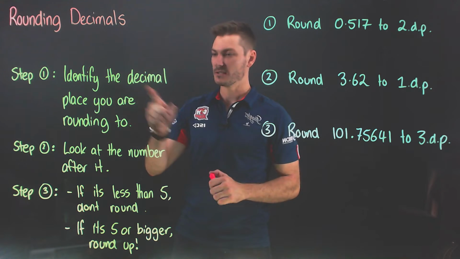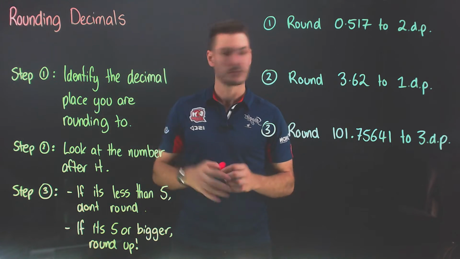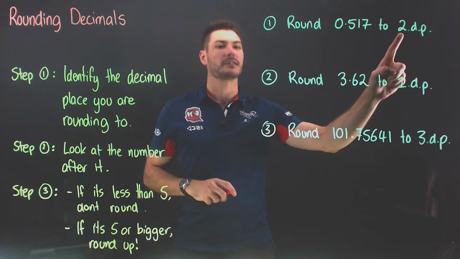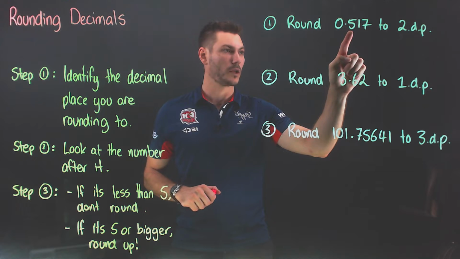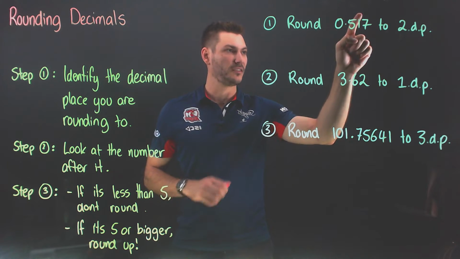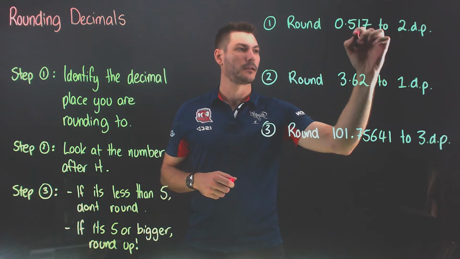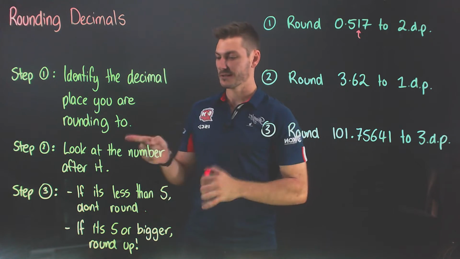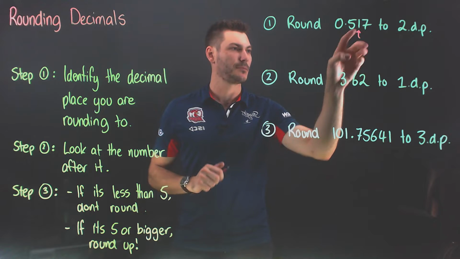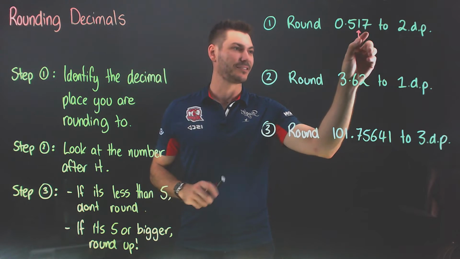So step 1, identify the decimal place you are rounding to. I'm rounding to the second decimal place, so I'm going to count them. After the decimal, I have 1, 2. So this is the number right here that I'm going to be rounding to. Step number 2 though says look at the number after it. The number after this 1 is this 7.